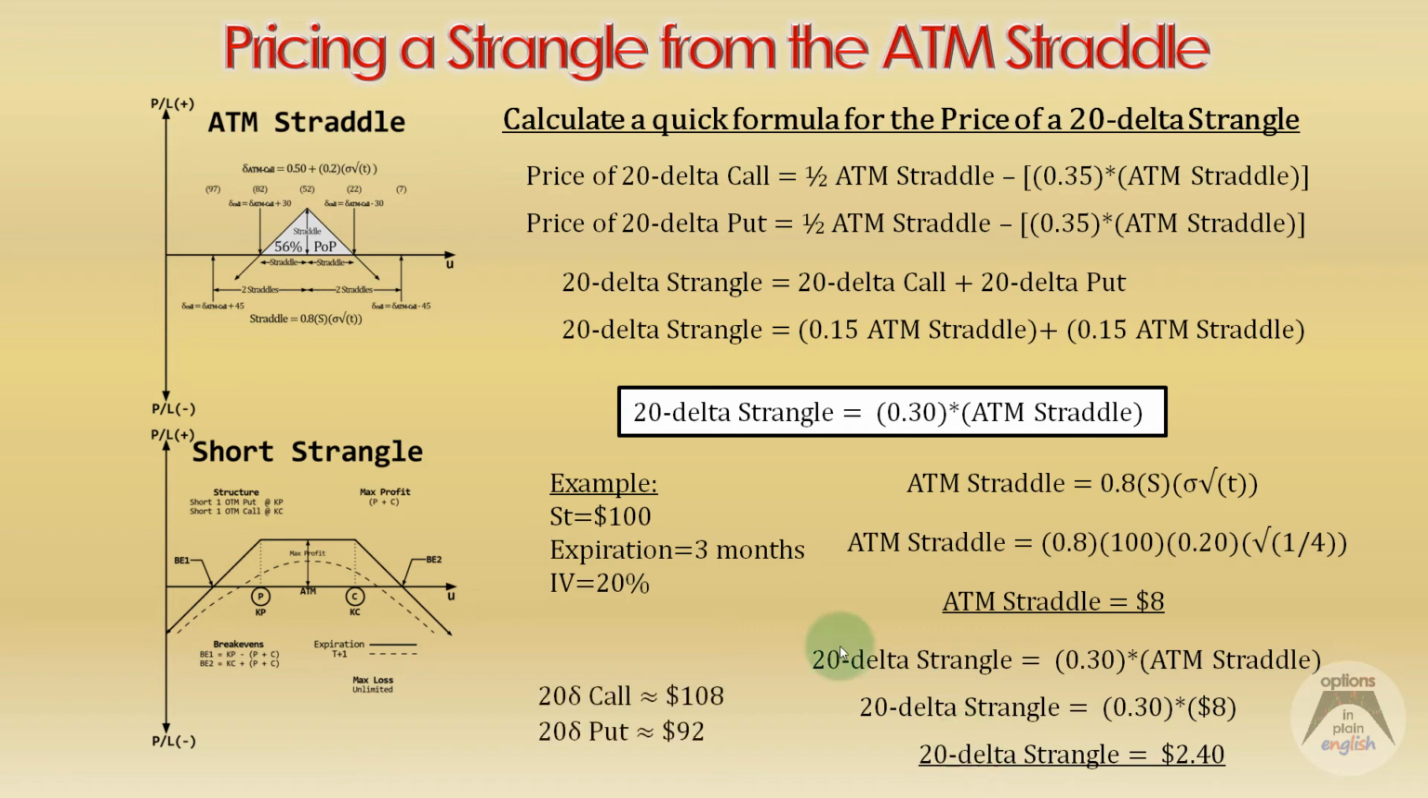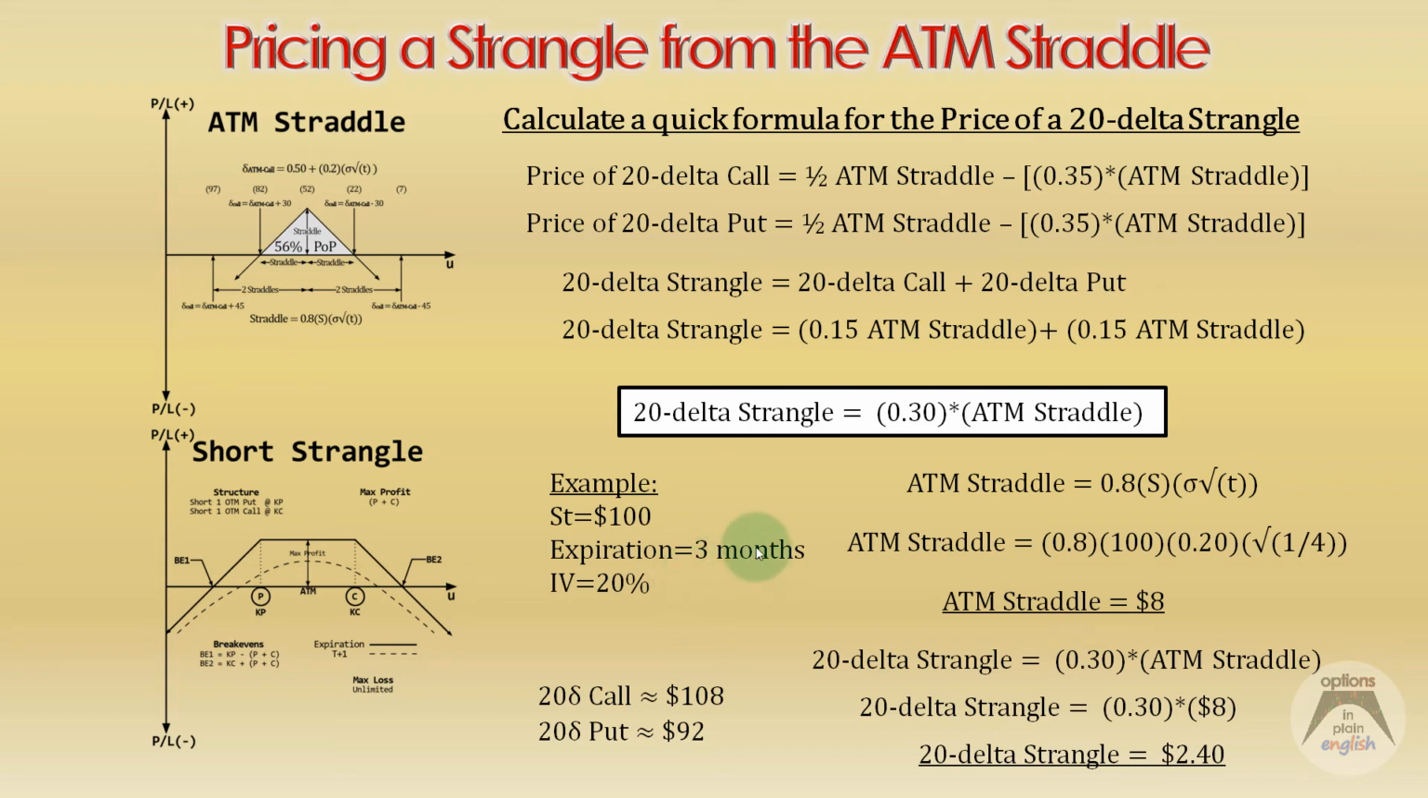And not only that, I know where the 20 delta strangle legs are going to be. I know that the 20 delta call is going to be located at the 108 because the at the money straddle is $8. So I know that the 20 delta call is going to be the at the money plus 1 at the money straddle, 100 plus 8, 108. Same with the put, 100 minus 8, which is going to be the 92. So this is how it works, and this is a quick formula that can be useful in certain situations or just to determine whether a trade makes sense in terms of the credit received or any other parameter that you might deem important for your trading plan.